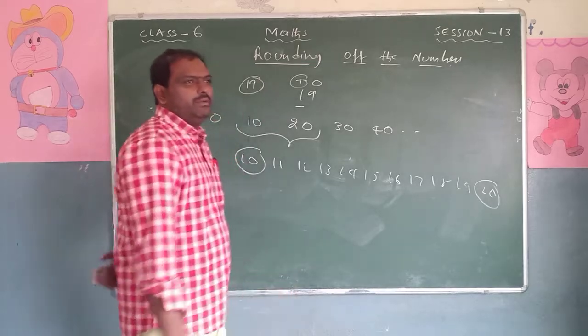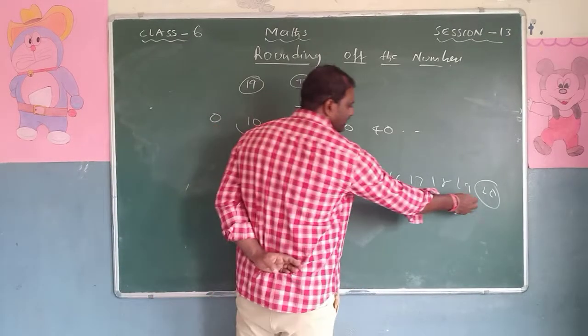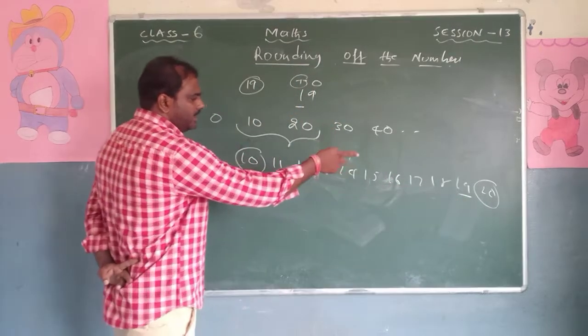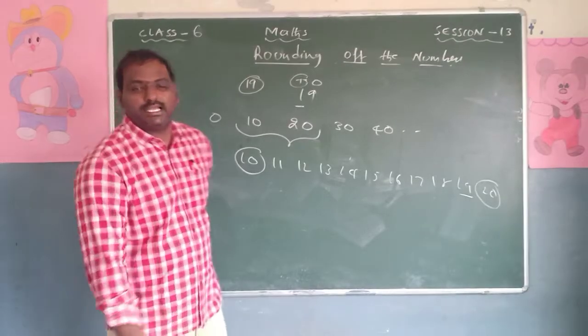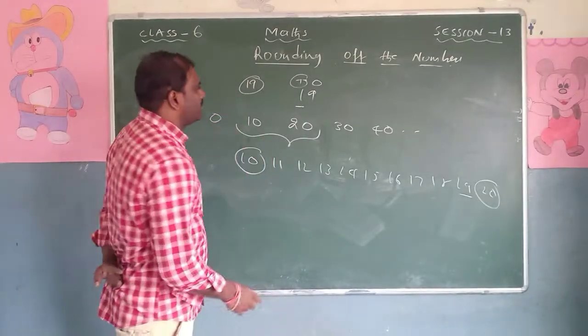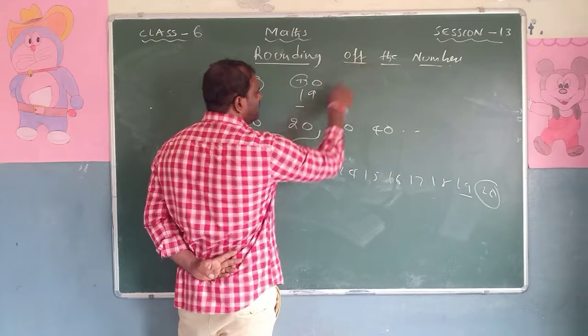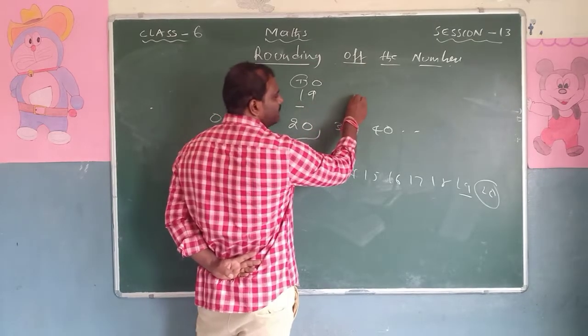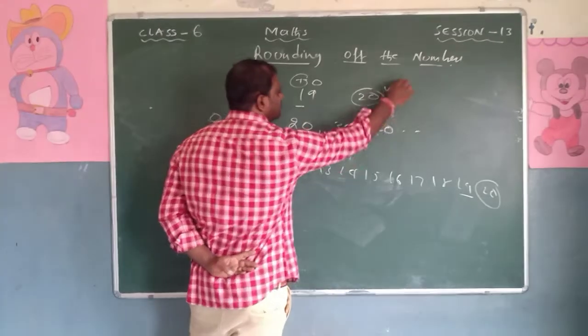Now where is my number? My number is here. So is this near to 20 or 10? It is closer to 20, so the rounding of 19 to the nearest 10 is 20. This is the concept.